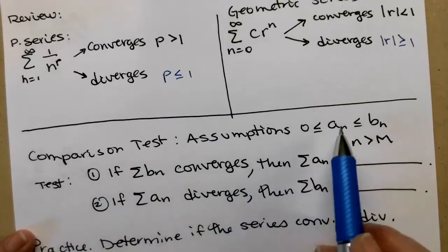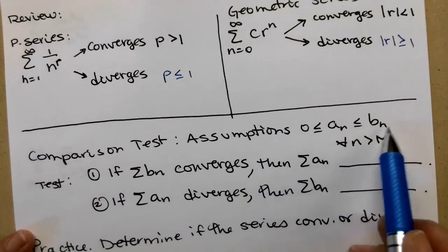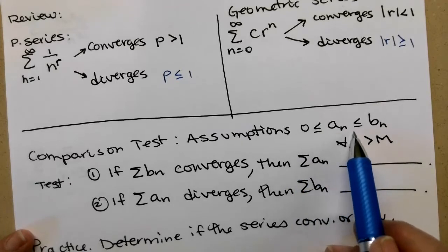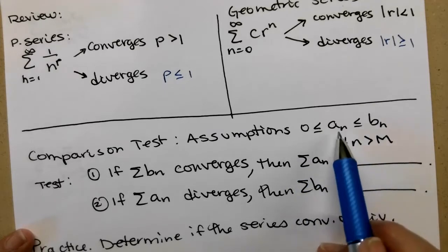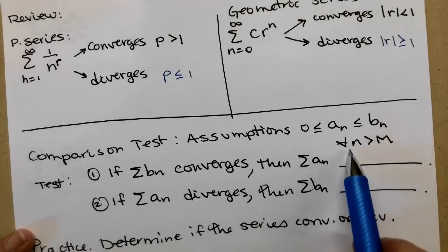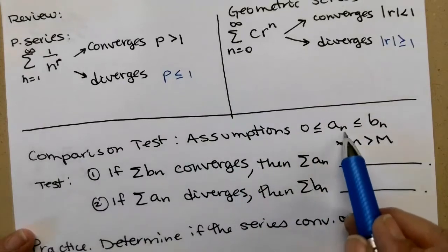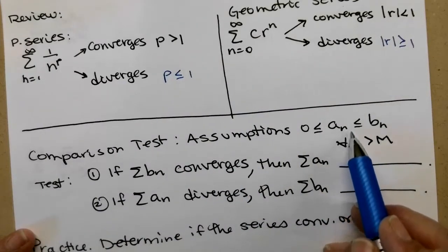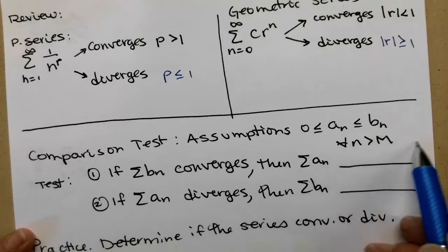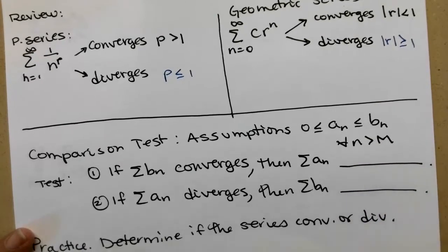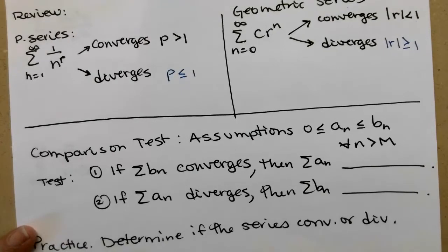So the assumptions we're going to make is that both a sub n and b sub n are positive, and that a sub n is less than or equal to b sub n, all of those terms, at least at some point. It doesn't have to be for every value at the beginning, but at some point you're going to reach an n value where all of those a sub n's are less than your b sub n's, and then from then on. So here's how the comparison test works.